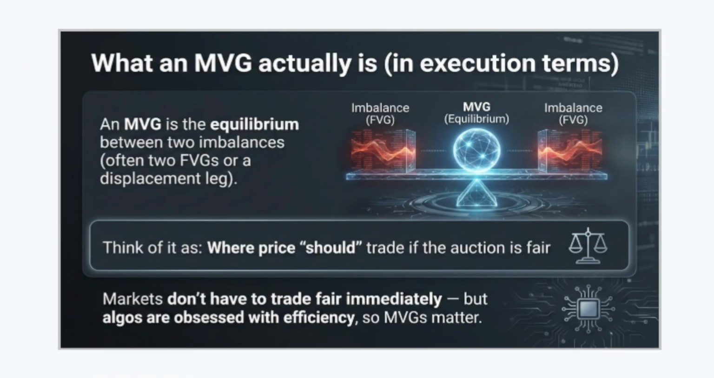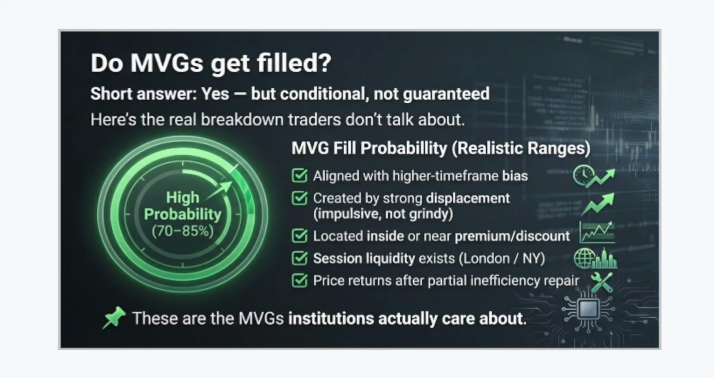In execution terms, an MVG is the equilibrium between two imbalances, often two fair value gaps, or FVGs. Think of it as the price where trading should happen if the auction is fair. MVGs matter because algorithms prioritize efficiency, even if markets don't trade fair immediately. Do MVGs get filled? Yes, but it is conditional and not guaranteed.